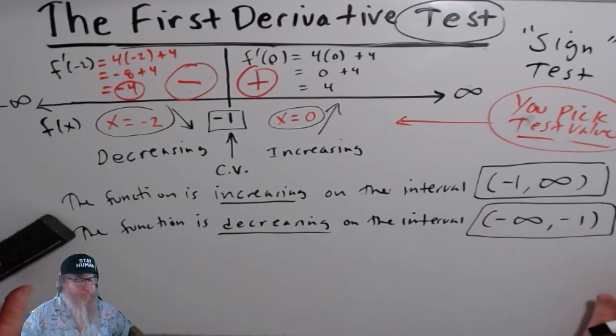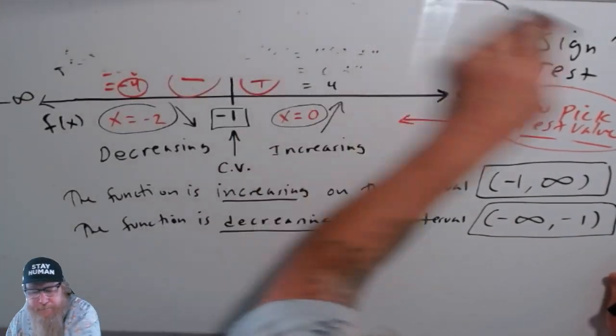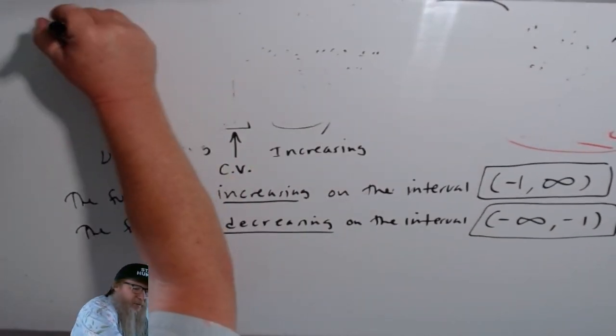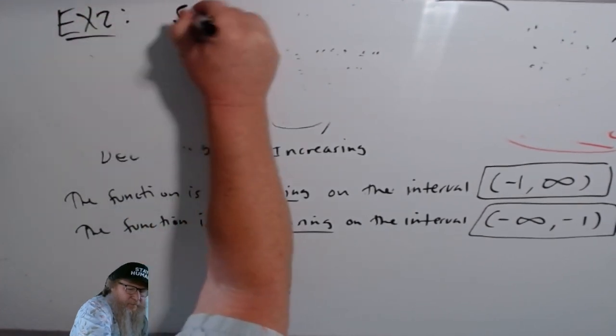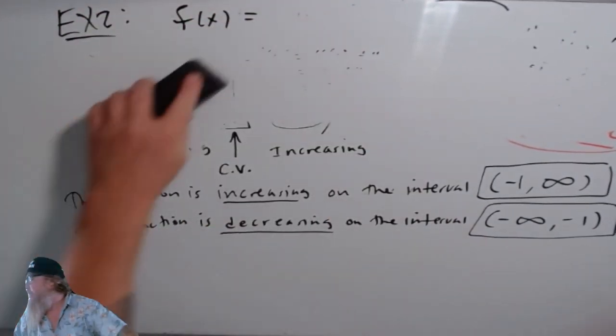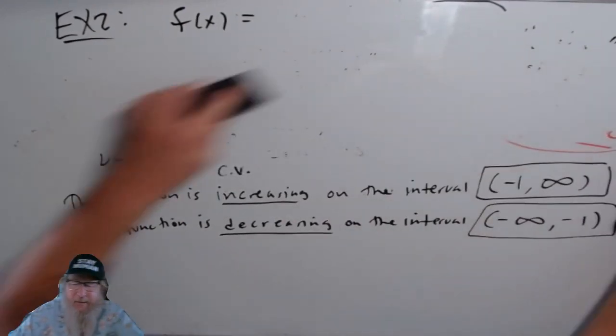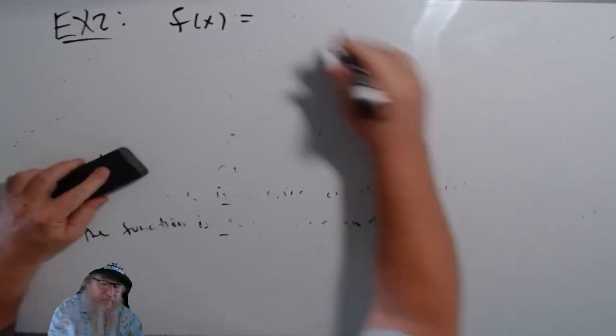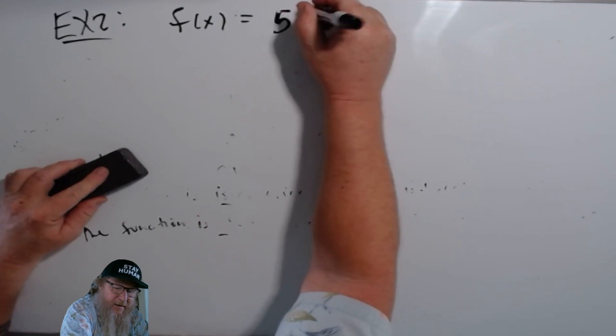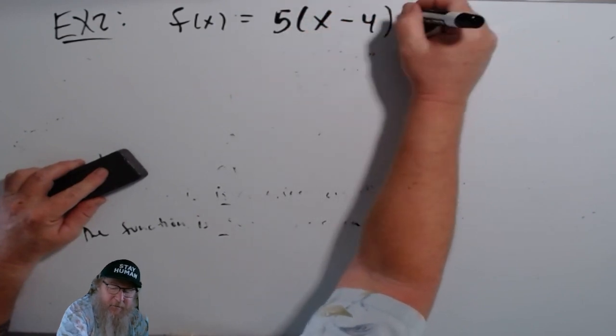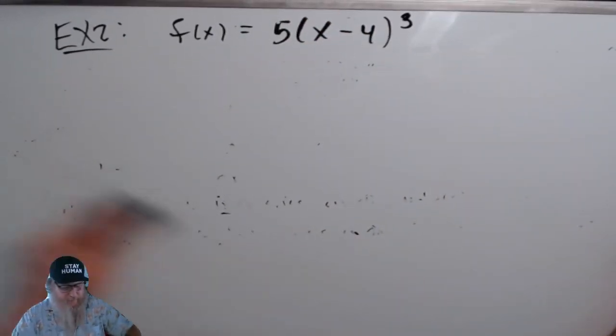Okay. Let's try another one. Example 2. So f of x is 5 times x minus 4 cubed.